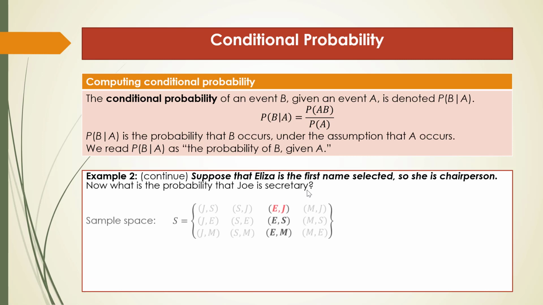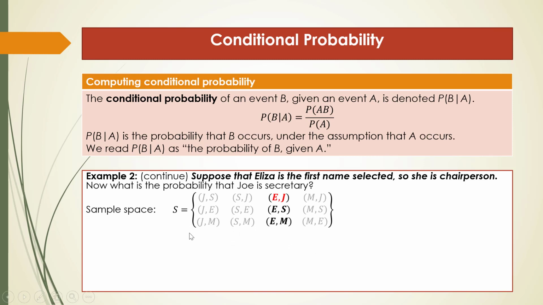So let's record a sample space. This sample space consists of 12 possible outcomes. And you can notice that the third column, the dot column right here, is a collection of all events in which Elisa is the chairperson. And the outcome in the red color is the event that Elisa is the chairperson and Joe is the secretary. So the red event is the event when both events A and B occur.